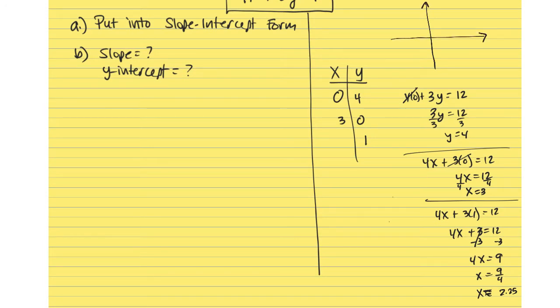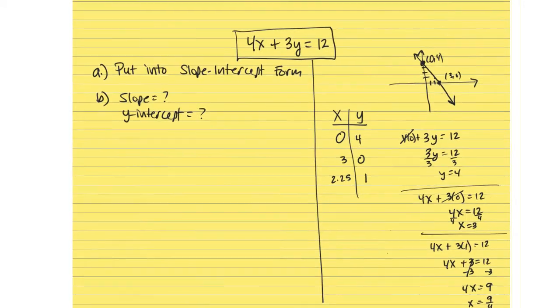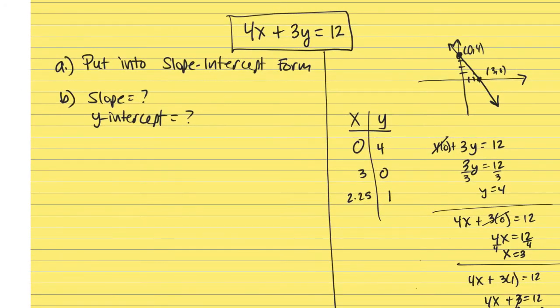So then we would graph these points: 0, 4, and then 3, 0, and then 1 and 2.25. Let's see, x is 2.25, and there's that one. I'm trying to do approximately there, and then I can graph it. Now, to avoid having to do quite so much work, there's another way that we can do this, and that is what's being asked of us in this problem.